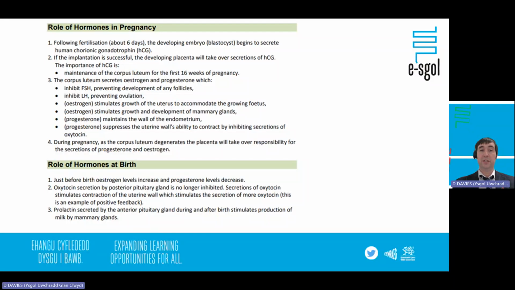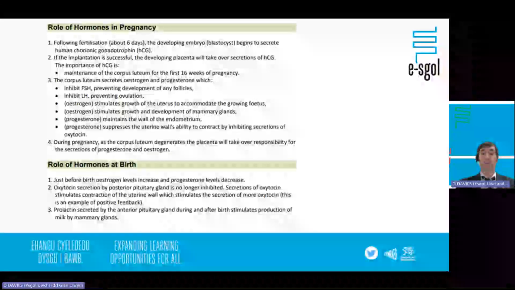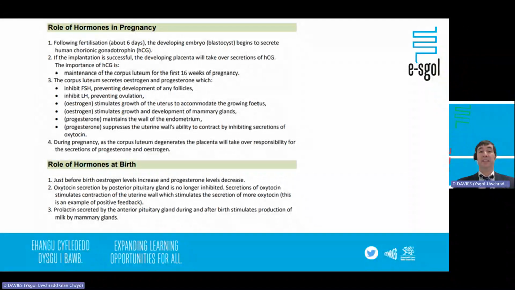Okay. Corpus luteum secretes estrogen and progesterone, which inhibits FSH, inhibits LH, so it stops any more ovulating happening, stops superovulation. Estrogen stimulates the growth of the uterus to accommodate the growth of the fetus. Stimulates the growth of the mammary glands for milk production. Progesterone maintains the wall of the endometrium, which I've spoken about, and suppresses the uterine wall from contracting by inhibiting secretions of oxytocin. Okay, so we're going to talk about oxytocin during birth. So then during pregnancy, the corpus luteum degenerates and then the placenta takes over the production of those hormones.